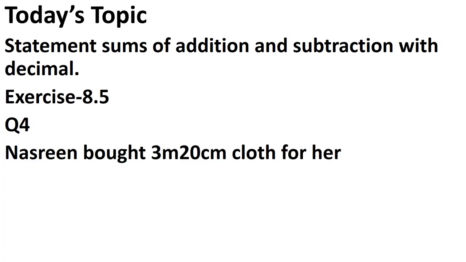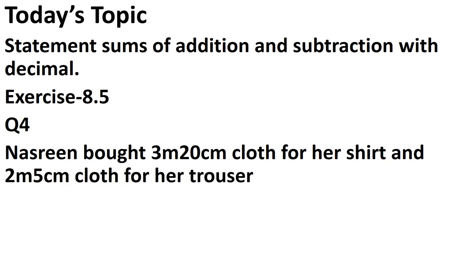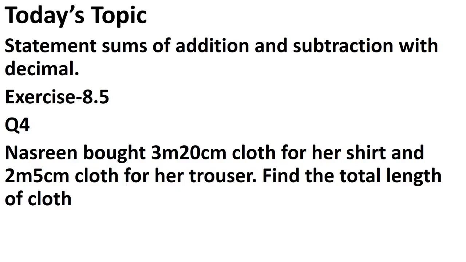Nasreen bought 3 meter 20 centimeter cloth for her shirt and 2 meter 5 centimeter cloth for her trouser. Find the total length of cloth bought by her. Okay. Some length of cloth she bought for the shirt. Some length of cloth she bought for trouser. And now you have to find out what is the total length of cloth she bought. Total we need to find out. Definitely we will add. Now see its solution.